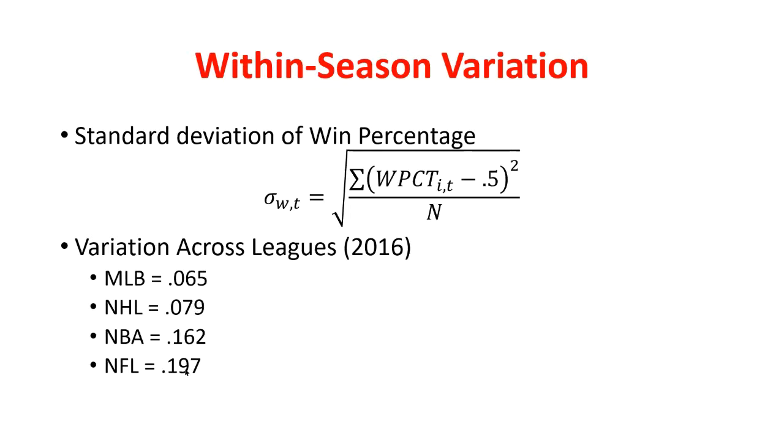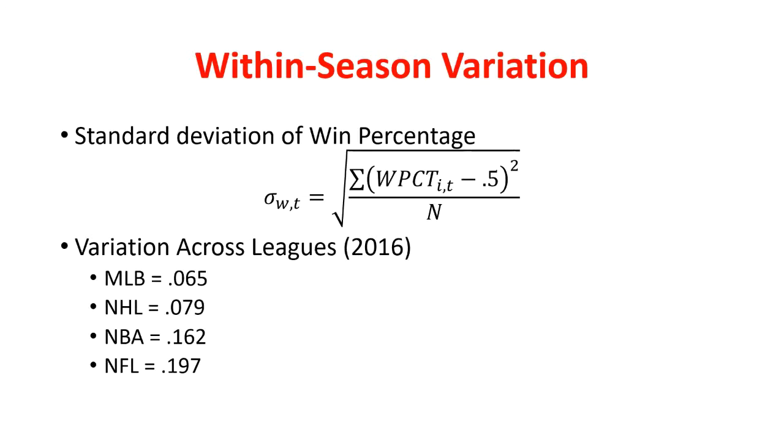So we see across the leagues here that there's a ton of variation in the NFL, right? A much higher standard deviation than there is in Major League Baseball. And then the NHL and NBA are somewhere in between. But it's not really comparing apples to apples here.